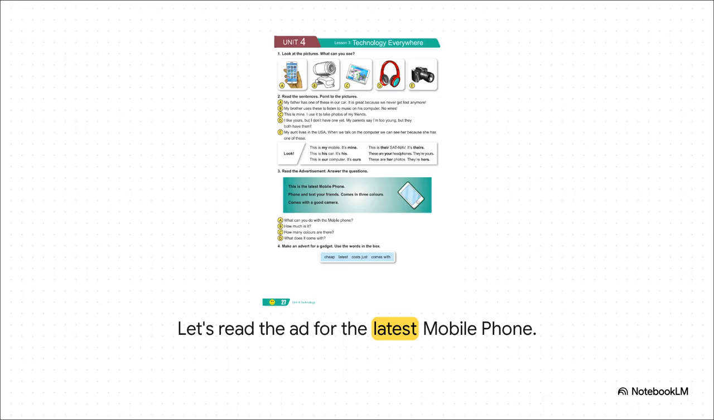It says, this is the latest mobile phone. Phone and text your friends. Comes in 3 colors, comes with a good camera. Nice, short, sweet, and tells you what you need to know.